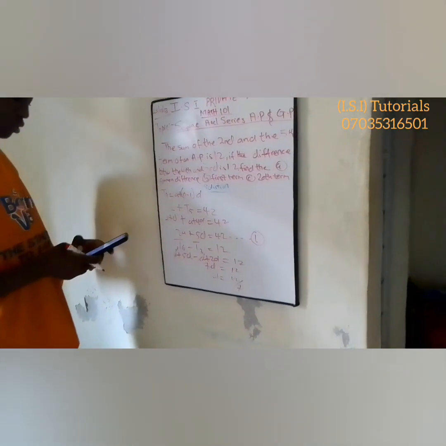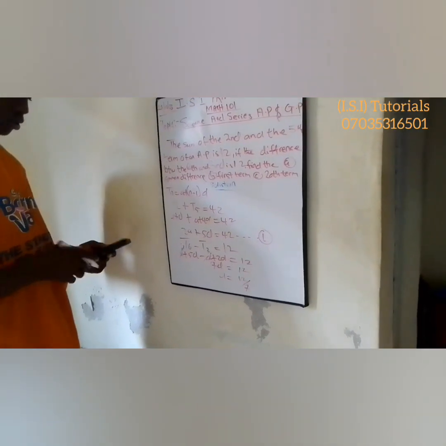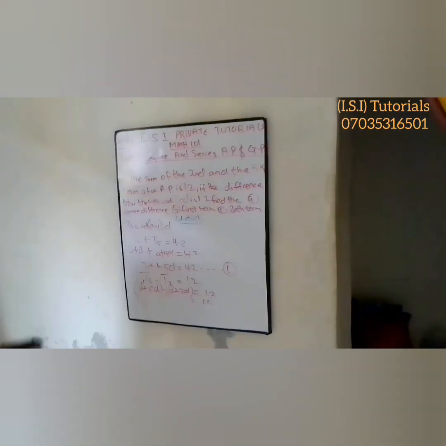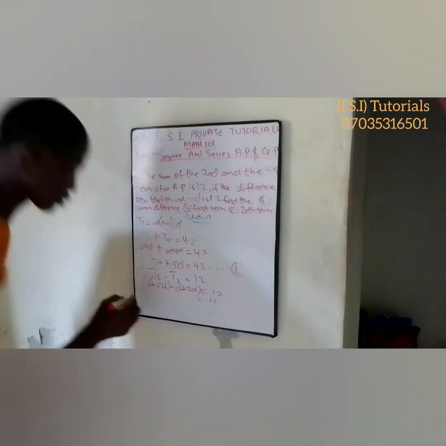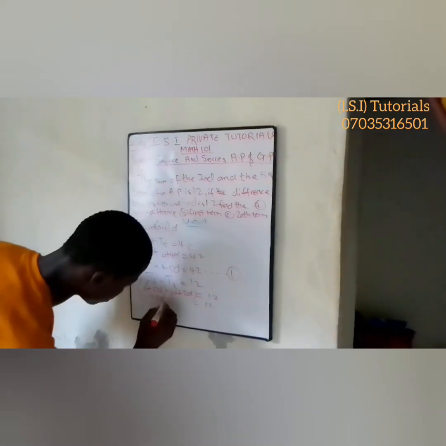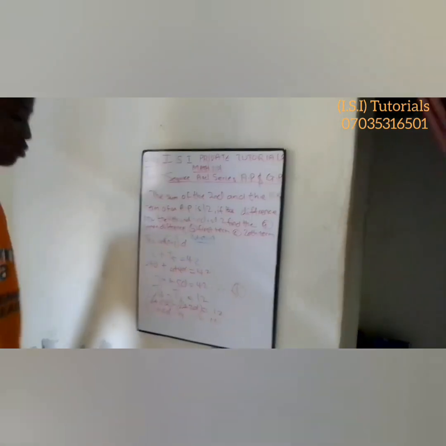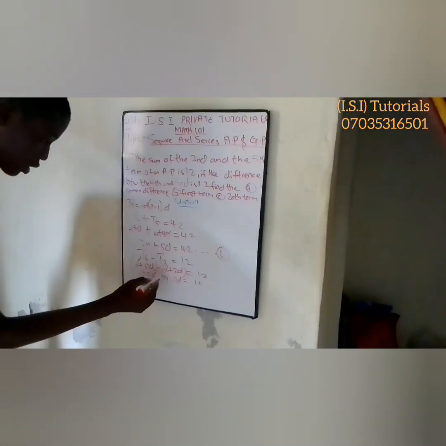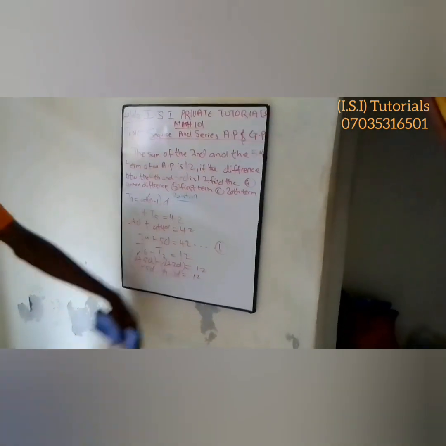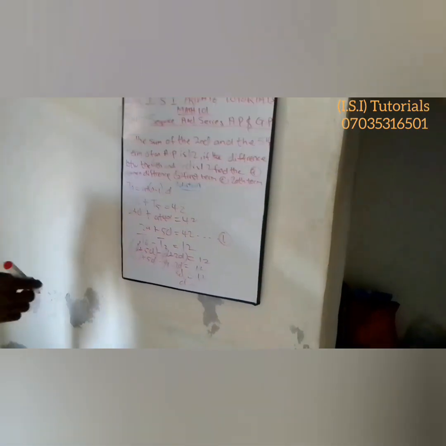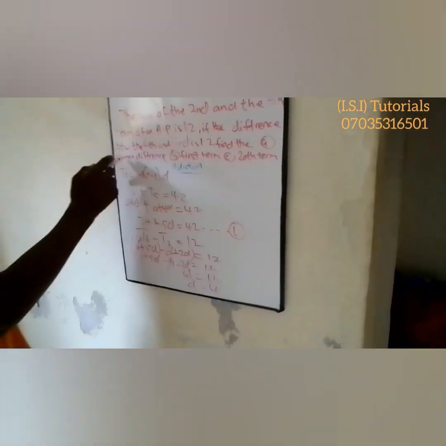Let me put this in a bracket. A plus 5D is also A plus 5D. Minus times A is minus A, and minus times plus gives us minus 2D. This equals 12. As I said, the A cancels the A. Then 5D minus 2D gives us 3D equals 12. So D is 12 divided by 3, that should be 4. So we have our common difference as 4. We have solved for the first one.